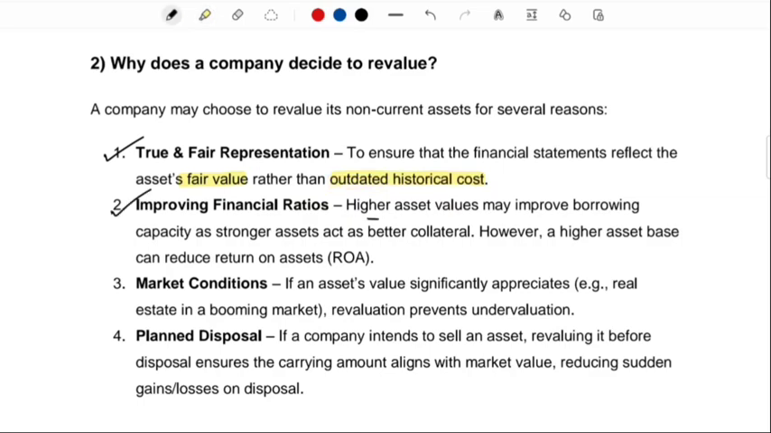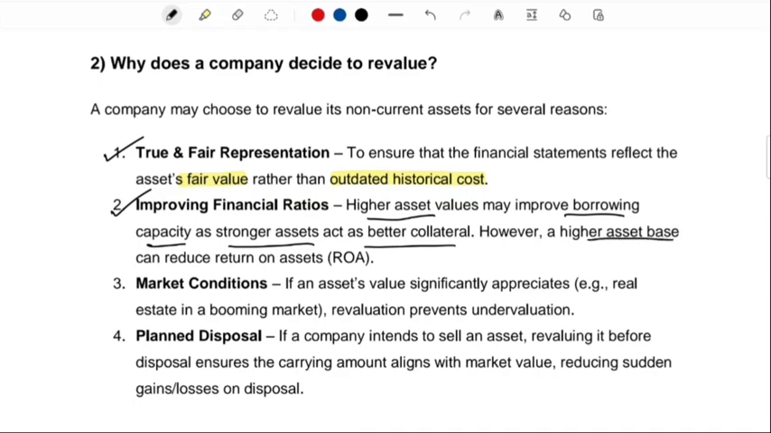So if we have higher asset values due to revaluation, this can improve the borrowing capacity as stronger assets act as better collateral. So you will have more security to provide over the loans that you borrow, and therefore this will increase the confidence of the loan providers to give you higher loans. And this can also improve the conditions of the loan for you.